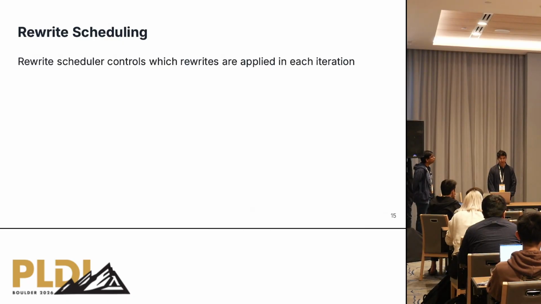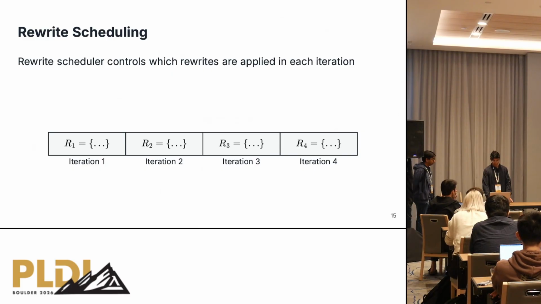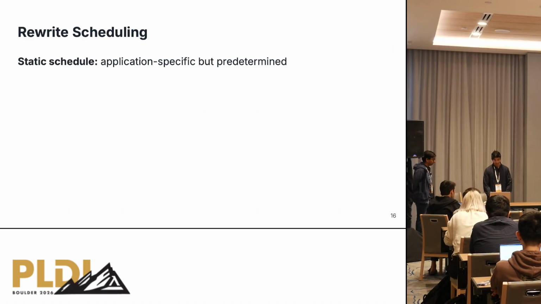So a rewrite scheduler controls which rewrites are applied in each iteration of the exploration phase. For example here, a rewrite scheduler would control which rewrites are in the set R1, and then which rewrites are in the set R2, etc. And there are two types of schedulers.